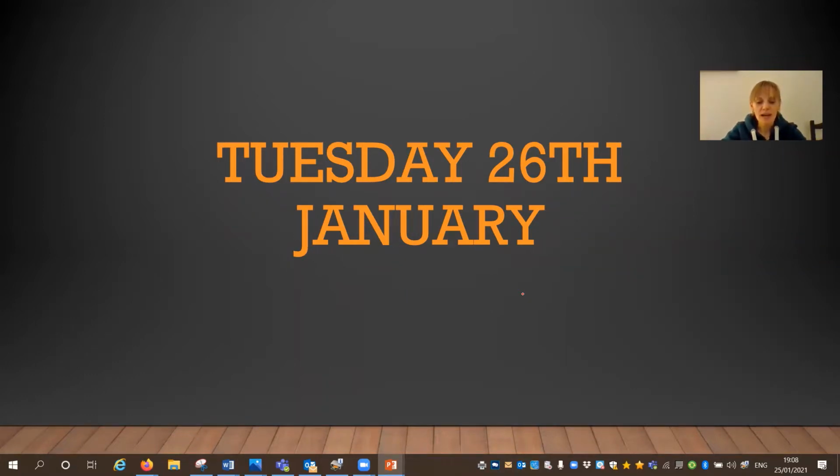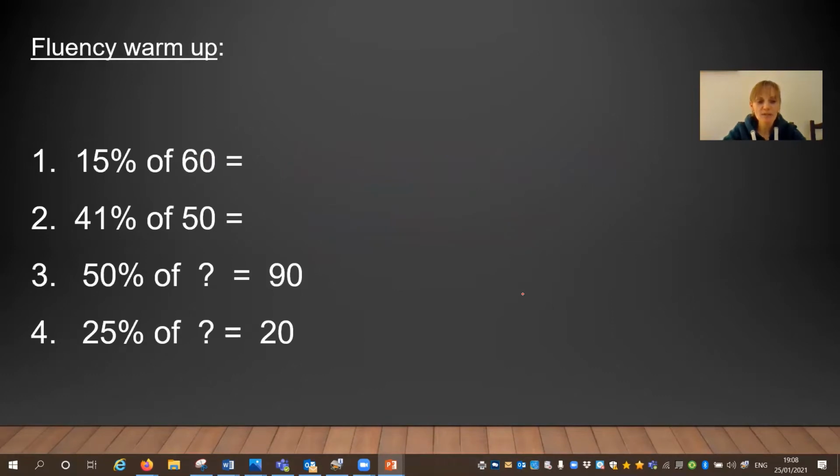So let's start with our warm-up today. Now what we're going to do is have a look at some percentage calculations. The first two are just working out percentages of an amount, and then the final two are working out the missing whole number. Now some of you worked on this yesterday, some of you did something a little bit different. If you haven't done this yet, just think carefully about what the missing number could be. If you've got a good idea of how to calculate it, then you can work out the 50% of that whole number and see if it gives you an answer of 90. So pause the video, come back, and then we'll share some answers.